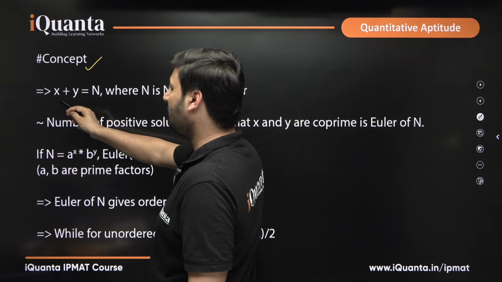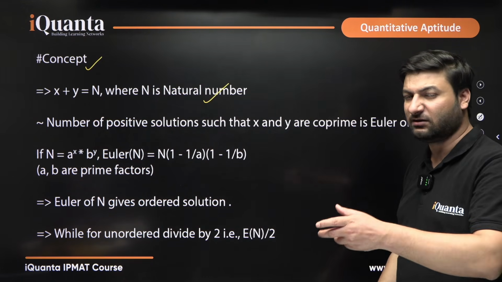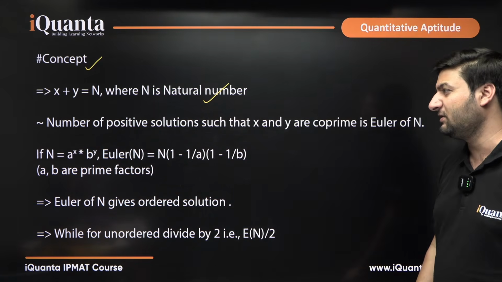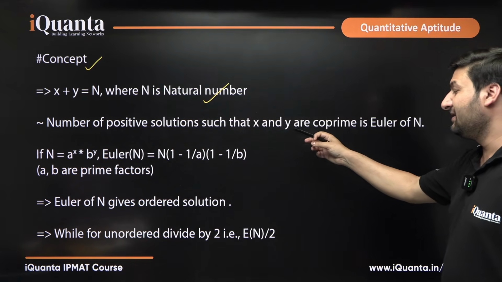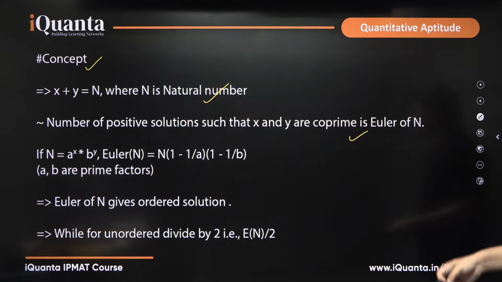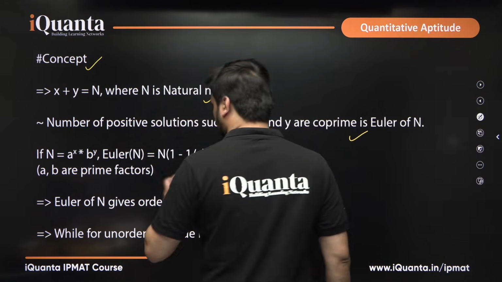We will not be getting into the derivation, I will tell you the concept over here. If you have been given two numbers x plus y and their sum is given n, where n is a natural number, obviously it will be a positive number because coprime does not make sense for negative numbers, then the number of positive solutions such that x and y are coprime is Euler of n. Now, many of you might not know Euler of n. Let me tell you what is Euler of n, okay. It has been explained over here.